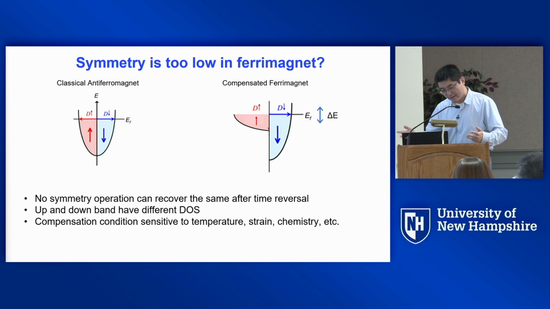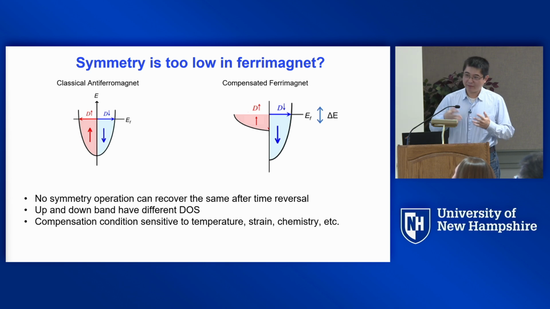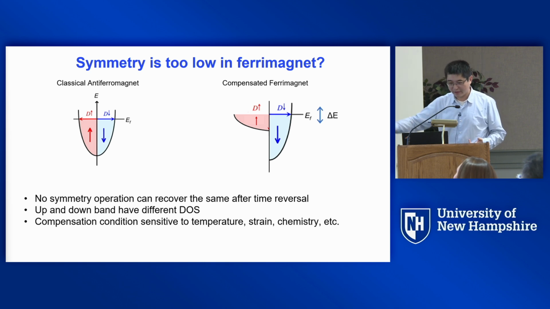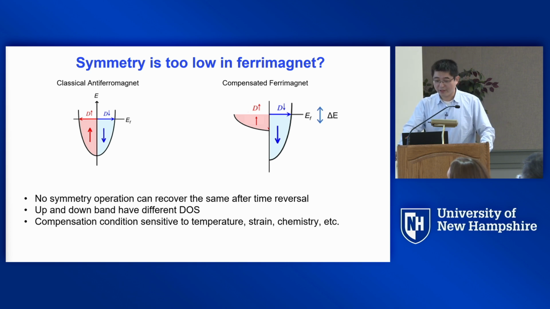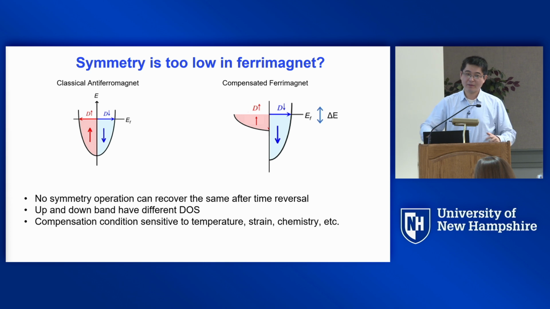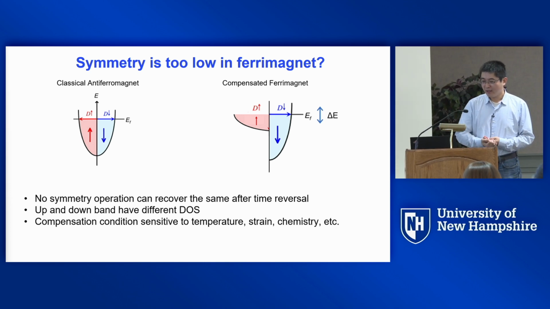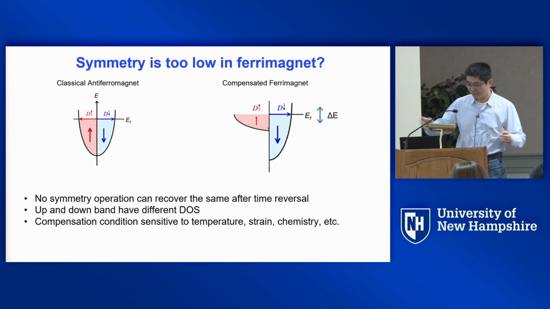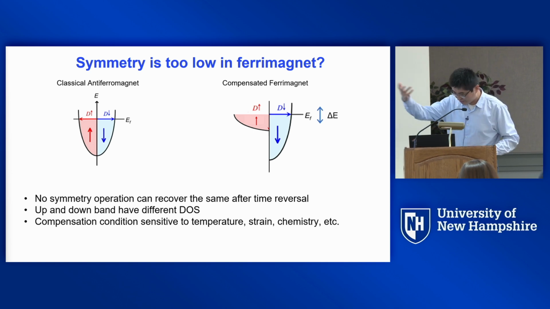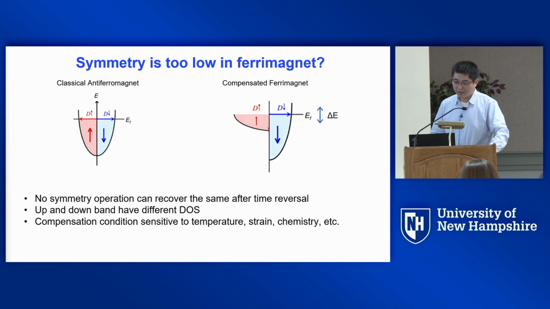But the problem is that, people study this type of compensated ferrimagnet and they realize that there is an issue. The issue is that probably we break the symmetry by too much. So you use different chemical elements, and then you break quite a lot of symmetries.